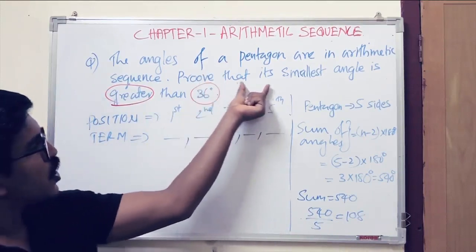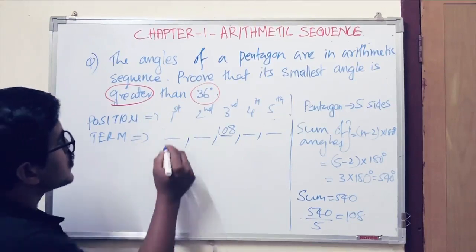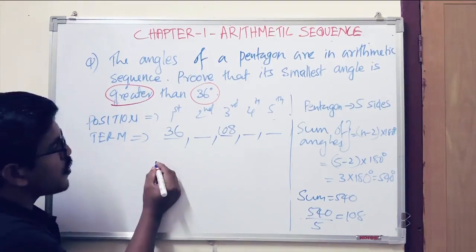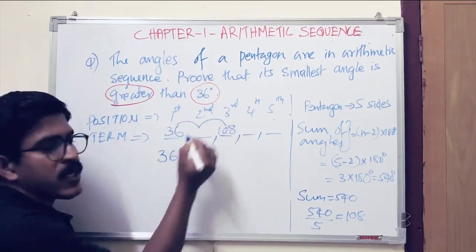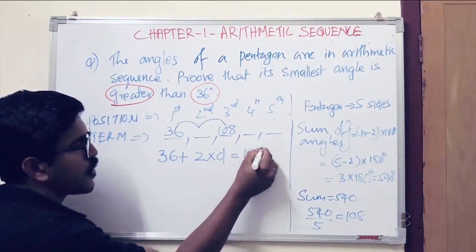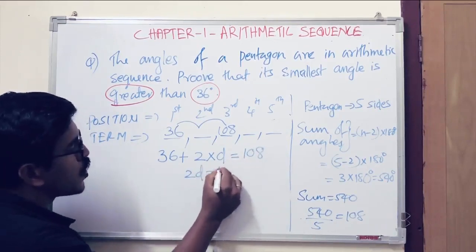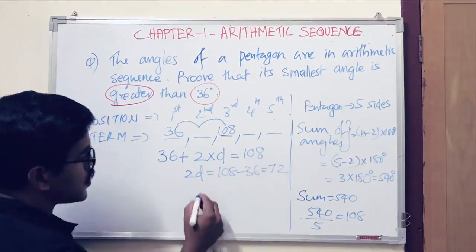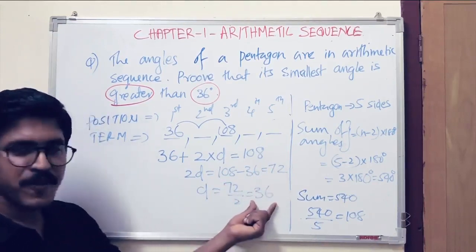Now here the question is prove that its smallest angle is greater than 36. Now just consider 36 as the first term, and we can find the common difference right now. That is 36 plus how many times the common difference needs to be added to get 108? 2 times. That is 2 into d, we can write. Then we will get the term 108. Here 2d = 108 minus 36, 72 will come. That is d = 72/2, that is 36. Now we got the common difference 36.